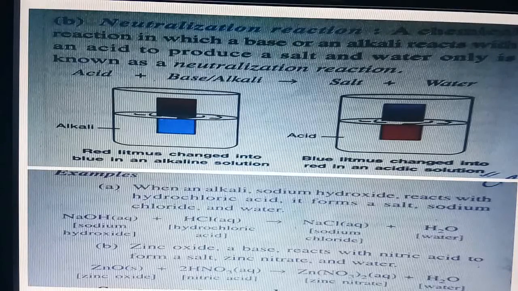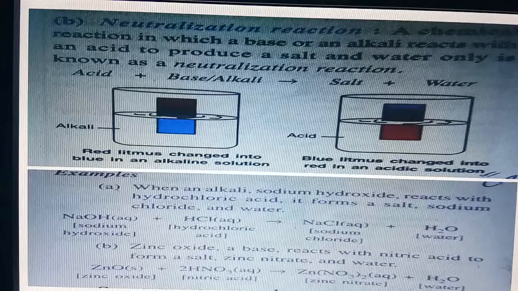But all bases are not alkali. Why? Because all bases are not soluble in water. Only those bases which are soluble in water are alkali. Sodium hydroxide is alkali because it is soluble in water. It reacts with hydrochloric acid and forms a salt, sodium chloride, and water. You can see sodium hydroxide is a base, which reacts with hydrochloric acid, an acid, to give sodium chloride, a salt, and water.